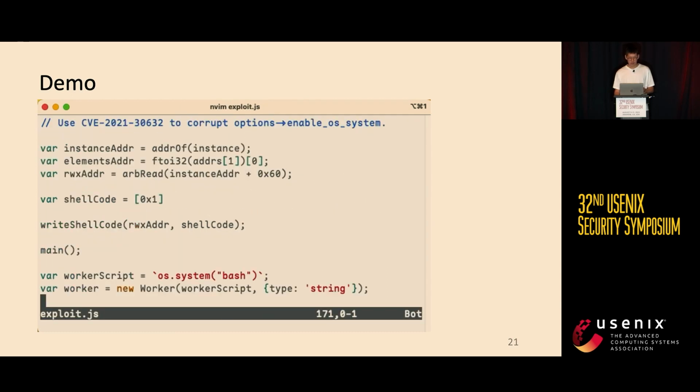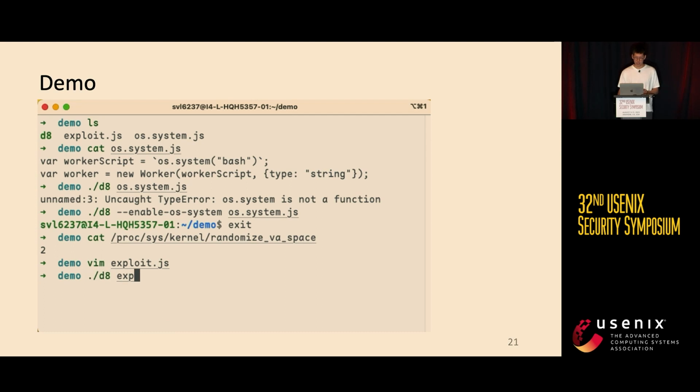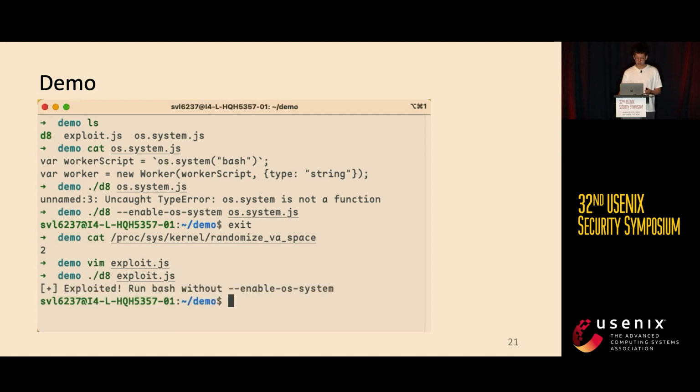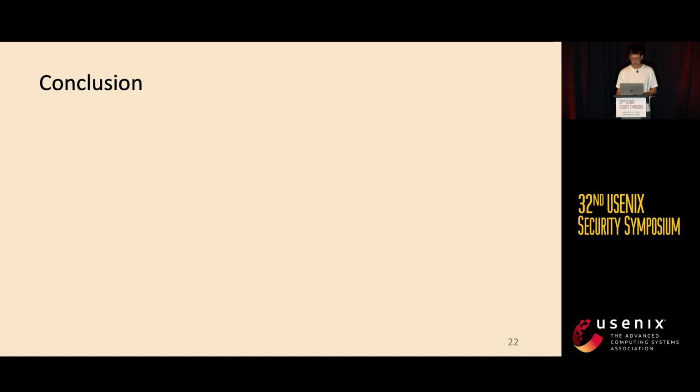We will first use the CVE to bypass ASLR and modify the enable OS system to 1, and then try to call system to run the bash again. And we can see in our attack, we didn't need to set any option, but with the default setting, we can run the bash.